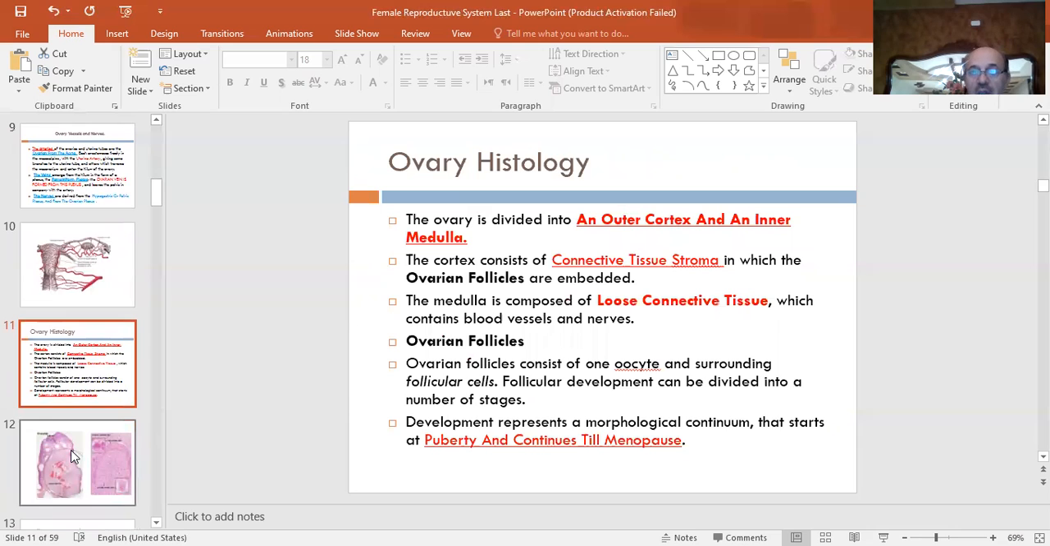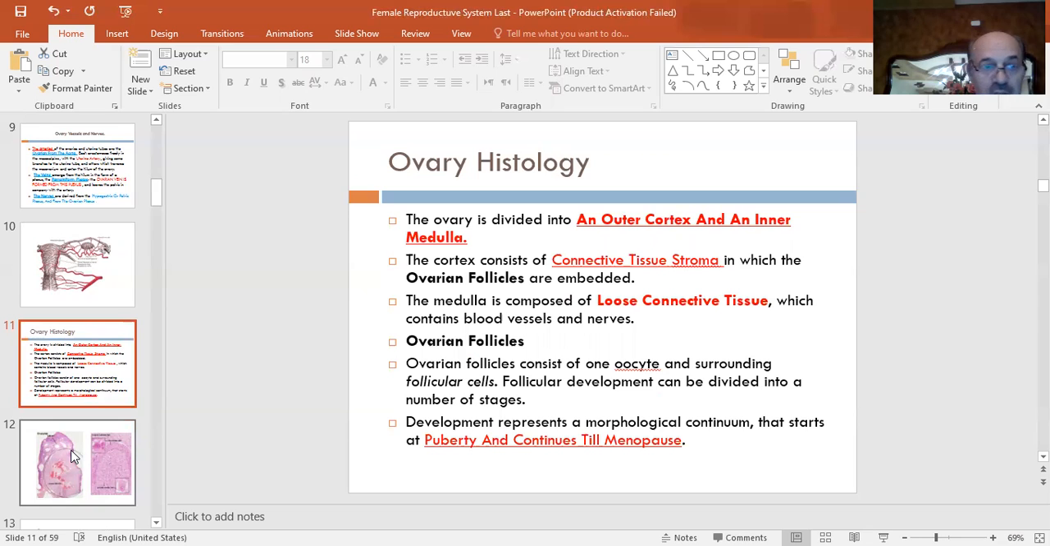The histology of the ovary: grossly, a section through the ovary will show that it is composed of an outer cortex and inner medulla. And as usual, the functional components, that are the developing oocytes, are present exclusively within the cortical region. The medullary region has loose connective tissue with some blood vessels and nerves.